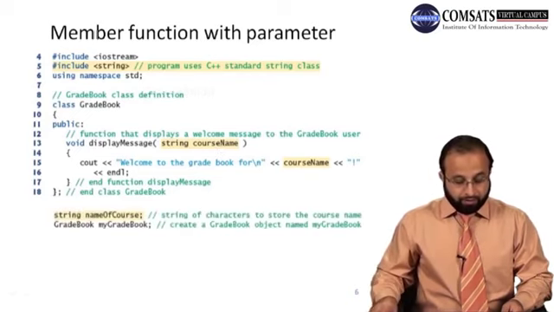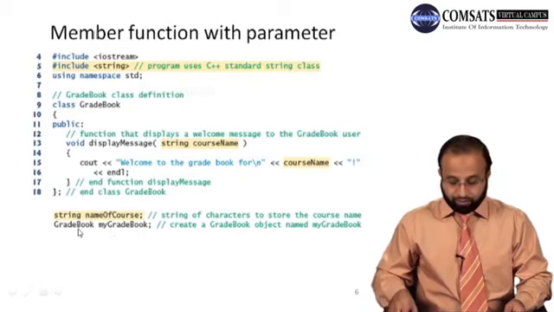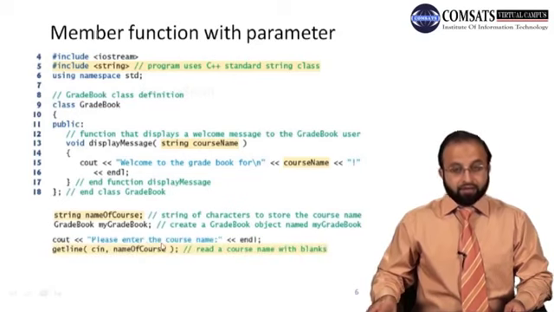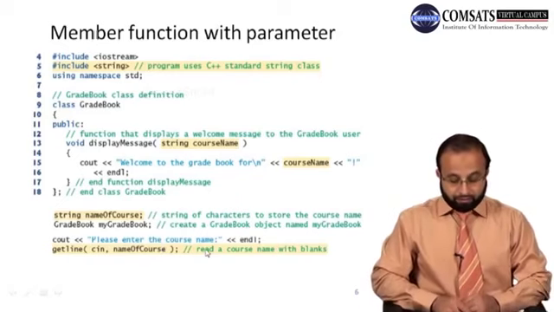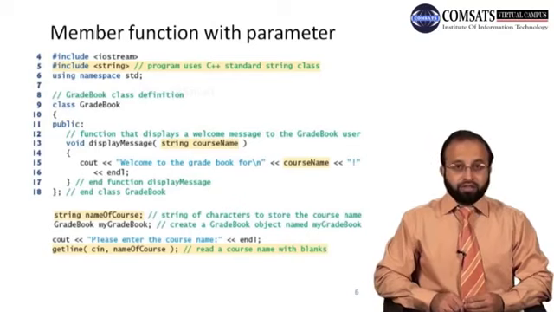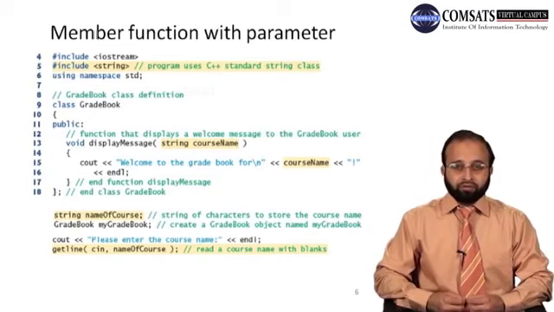So now in the main, what is happening, you create an object name of the course, a string type object, then you create a my gradebook object whose type is gradebook, and then you display the message, please enter the course name. Then there's a function getline. So I told you before that cout is used to display something on the screen, and cin is used to read some values from the user.